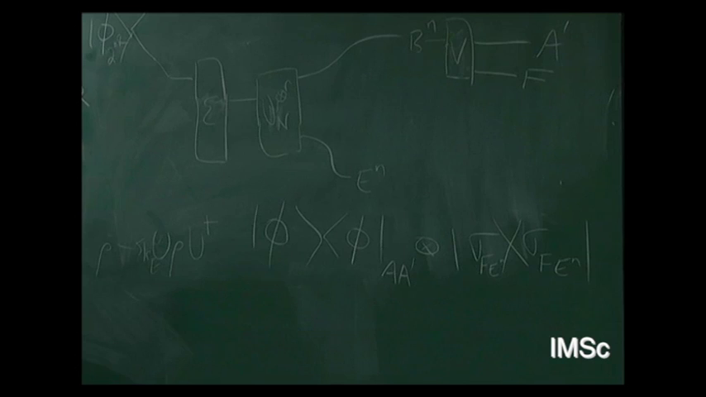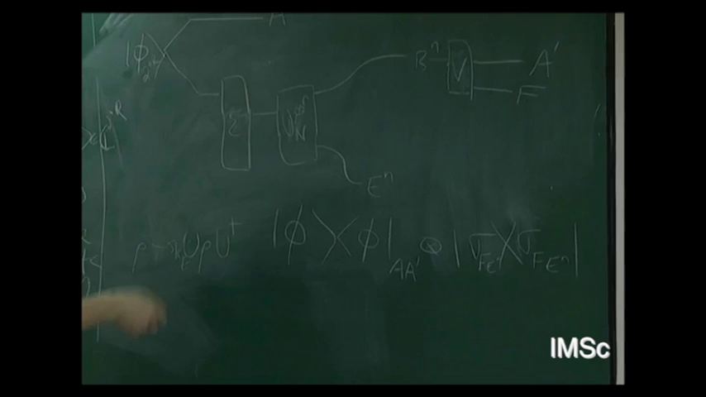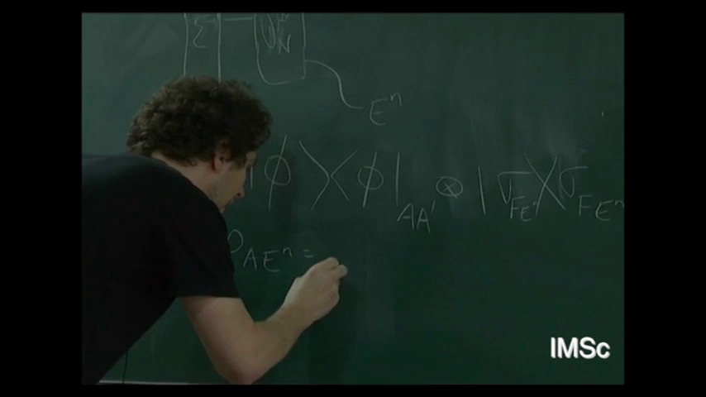And I point this out because it has the nice property that it makes it clear that actually, if I have a good code and I put halves of EPR pairs into the code, if I look at the reduced state E^n, that's a product state.